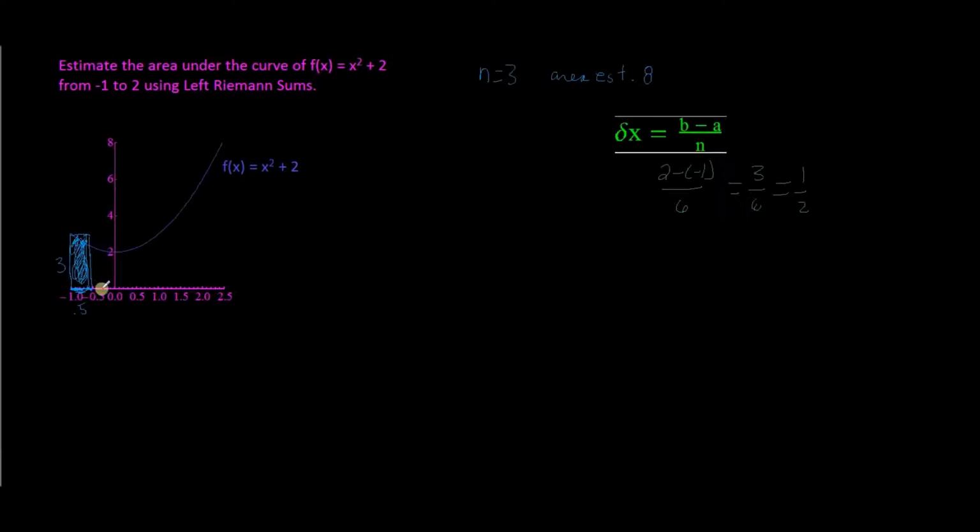Our second rectangle is going to be from negative 0.5 to 0. This value is going to be our height. So this is our rectangle here. And again, our width is 0.5. Now in this case, our height is going to be the function evaluated at negative 0.5. Well, we plug this in, negative 0.5. We square that, we get 0.25 plus 2. So this height is going to be 2.25.